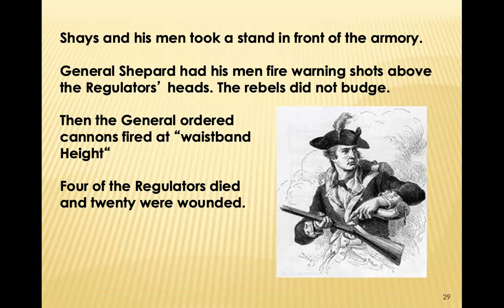So Shays took his men and he said, we're going to take a stand right here in front of the army. General Shepard and General Lincoln had his men fire warning shots above the regulators' heads. The rebels didn't budge. Well, then the general said, okay, fire at waistband height. In other words, they fired directly into the rebels. Kill shots. 4 of the regulators died and 20 were wounded.